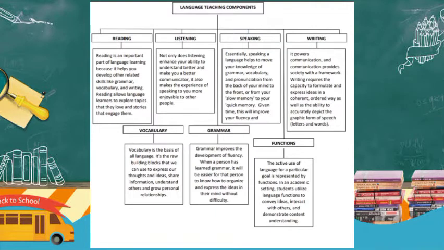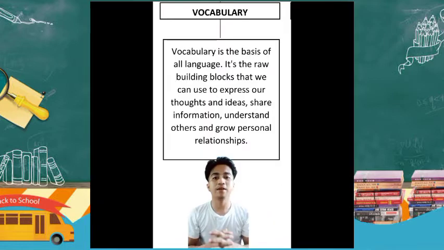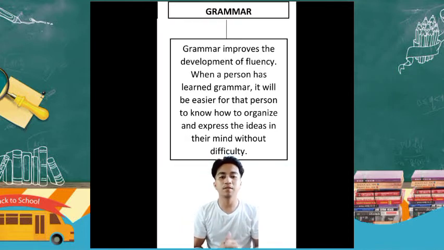And now for the last three language teaching components, which are vocabulary, grammar, and functions. Let's start the discussion. Vocabulary. Vocabulary is the basis of all language. It's the raw building blocks that we can use to express our thoughts and ideas, share information, understand others, and grow personal relationships. Grammar. Grammar improves the development of fluency. When a person has learned grammar, it will be easier for that person to know how to organize and express the idea in their mind without difficulty.